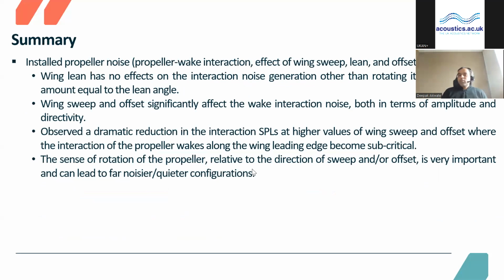And when you look at the installed propeller with the simplified theory, including realistic wing features like wing sweep, lean, and offset, we saw that the lean has no effect on the interaction noise generation other than rotating its directivity by an angle equal to the lean angle. But the wing sweep and offset significantly affect the wake interaction noise source, both in terms of amplitude and directivity. We also observed a dramatic reduction in the sound pressure levels at higher values of sweep and offset, where the interaction of the propeller wakes along the wing leading edge becomes subcritical, that is, subsonic.